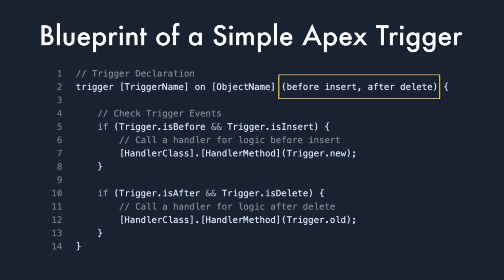A single Apex trigger can fire off of one or more trigger events. If an Apex trigger is built to handle more than one type of event, you'll need a way to decide which code should run for each event. This is where event checks come in handy.